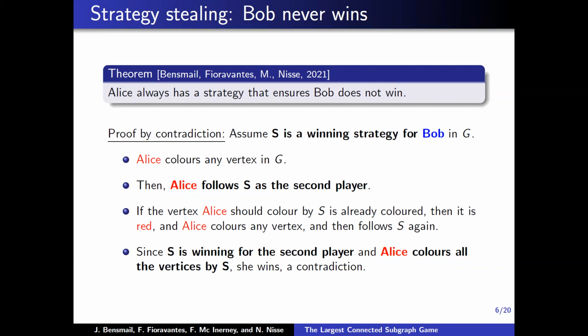And at the end of the game, what we have is that Alice followed S on all these vertices, at least. And since S is winning for the second player, then Alice must win. But this is a contradiction because S was a winning strategy for Bob. And so at best, Bob can always hope for a draw.